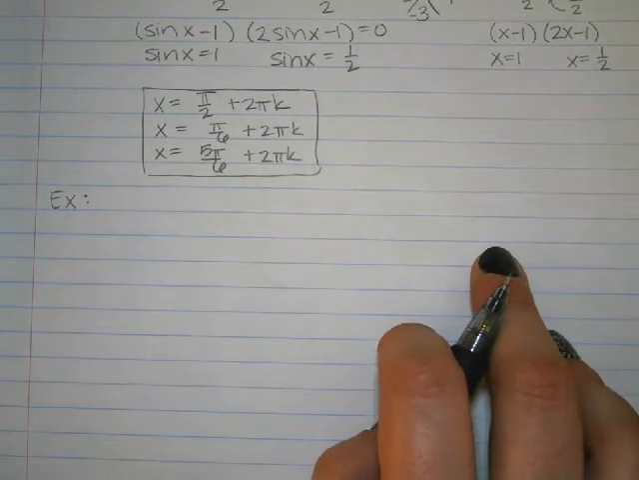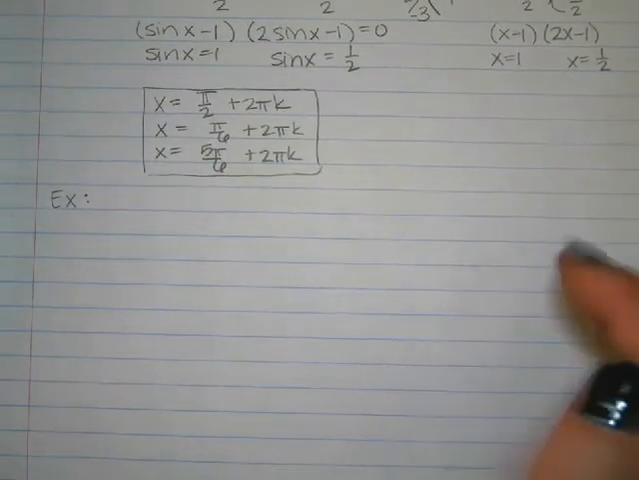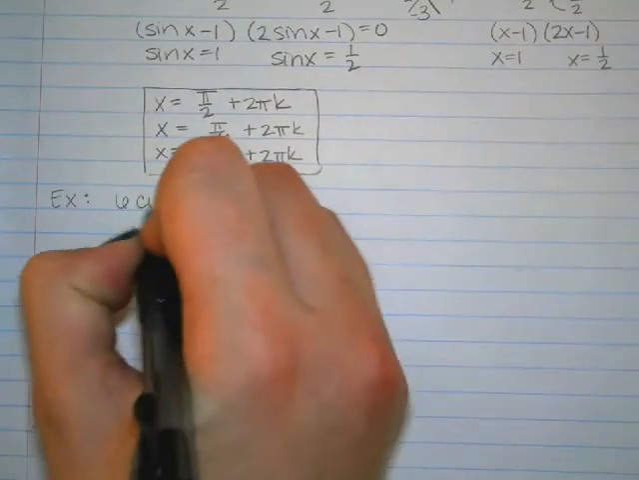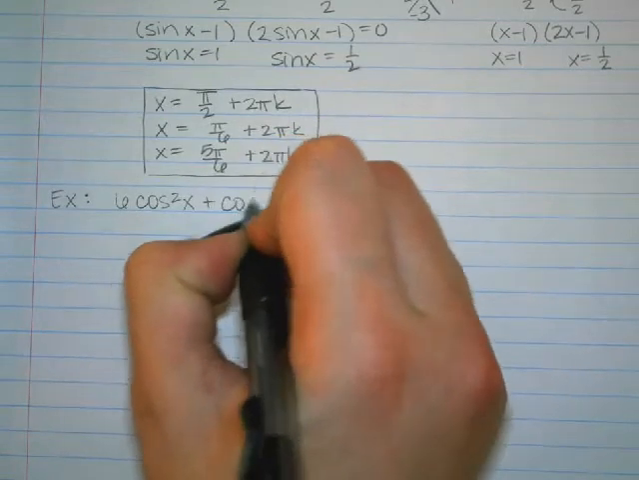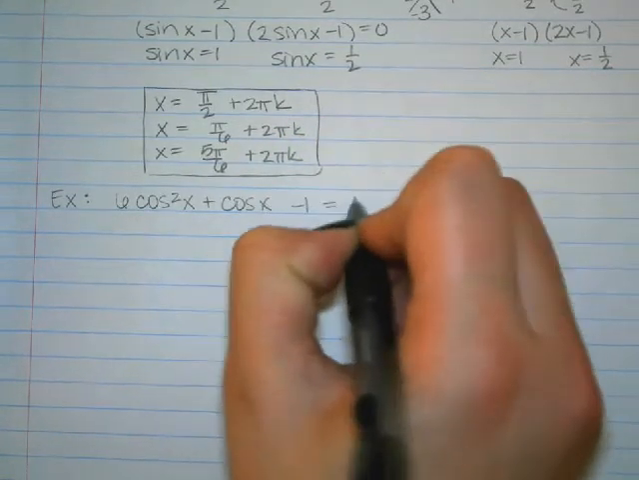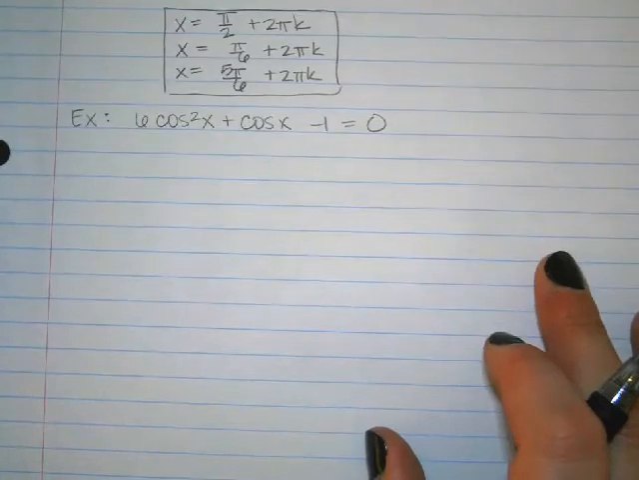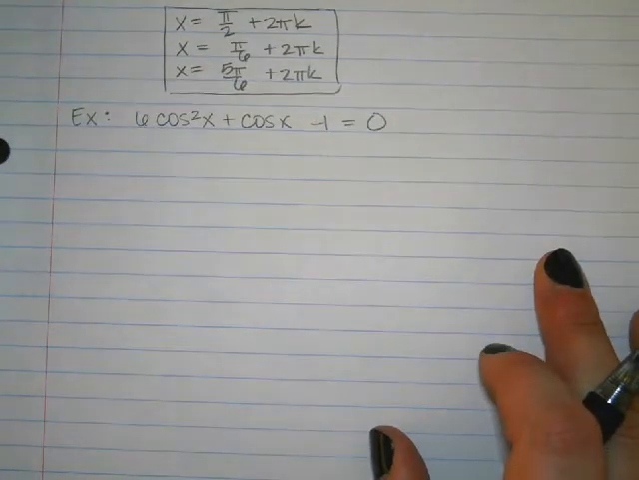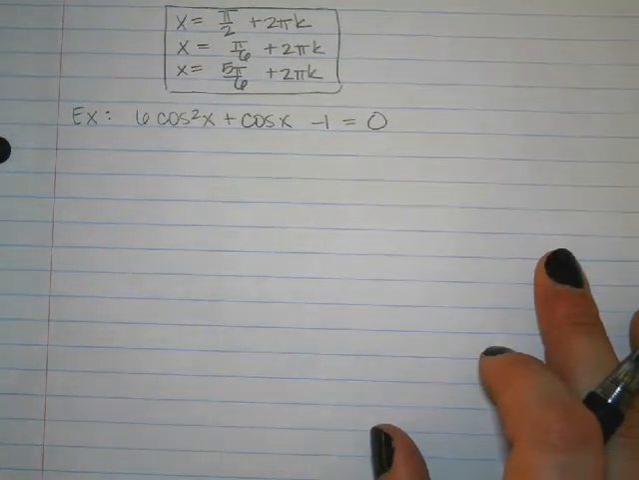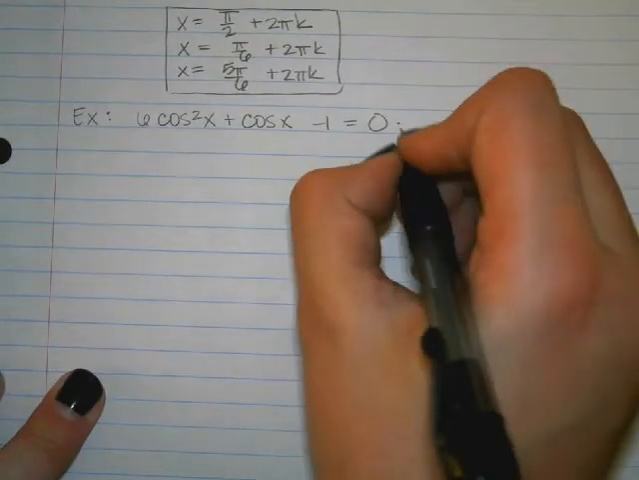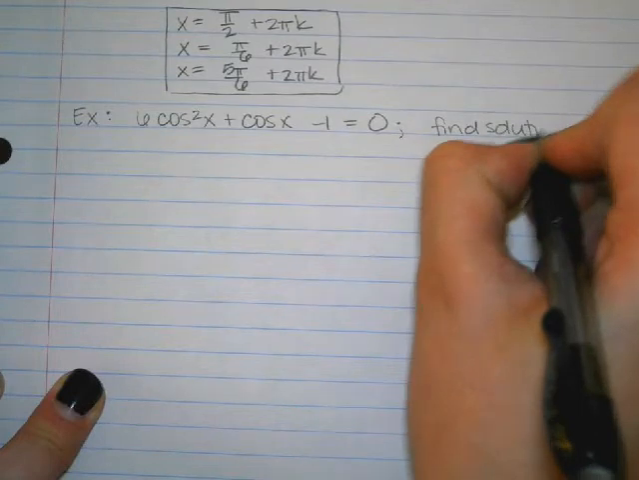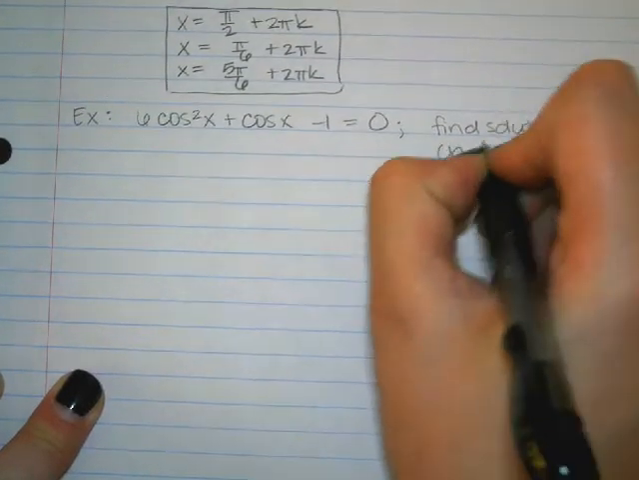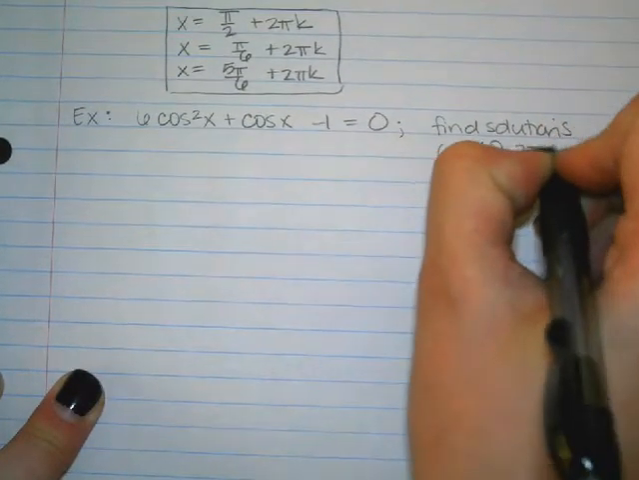Okay. All right, so for the second example, we're going to do 6 cos squared x plus cos x minus 1 equals 0. And for this one, we are going to find solutions on 0 to 2 pi.